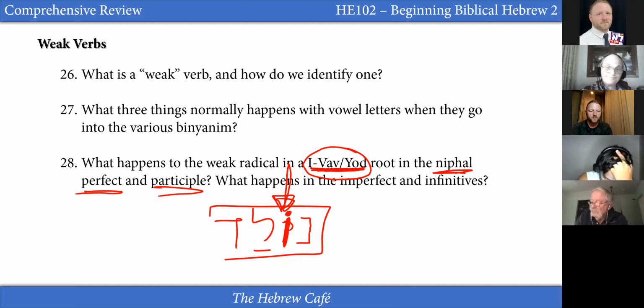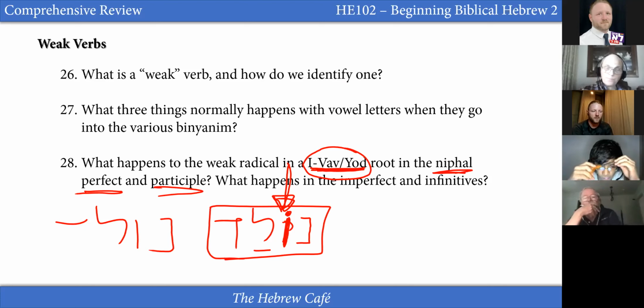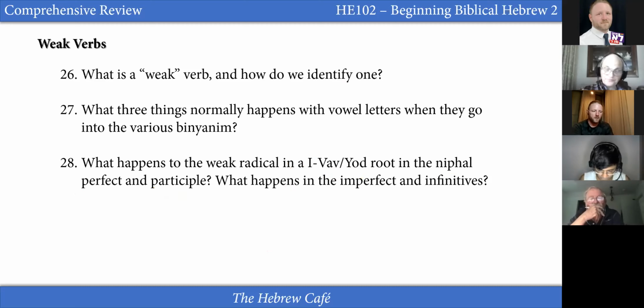So this is the past tense, and the participle is exactly like it, but with a long vowel in the second syllable. Nolad, being born. What happens to it in the imperfect and the infinitives? So we've got yeled, nolad. But now we want to put it in the future. We add yod, and the nifal will assimilate to the yod. The noon assimilates into this one.